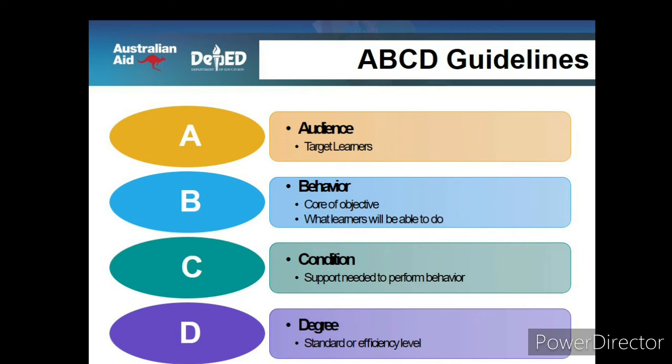Here is item number 3, which is to observe the ABCD guidelines in formulating the terminal objective, in which A stands for audience, which means the target learners. B stands for behavior, which means the core objective and what learners will be able to do. C stands for condition, the support needed to perform the behavior. And D, degree, the standard or efficiency level.